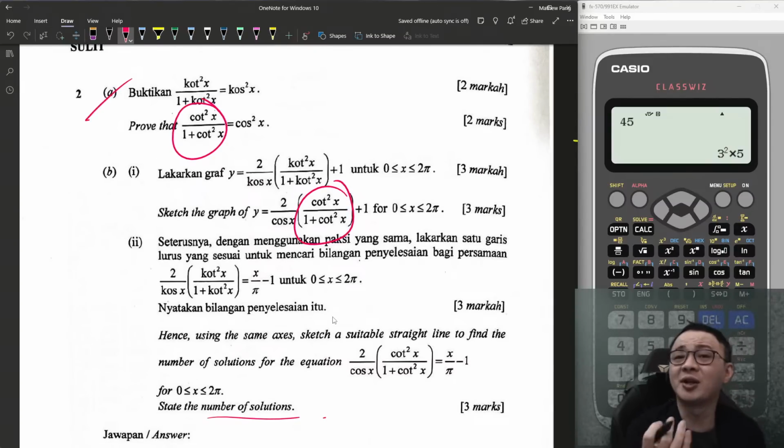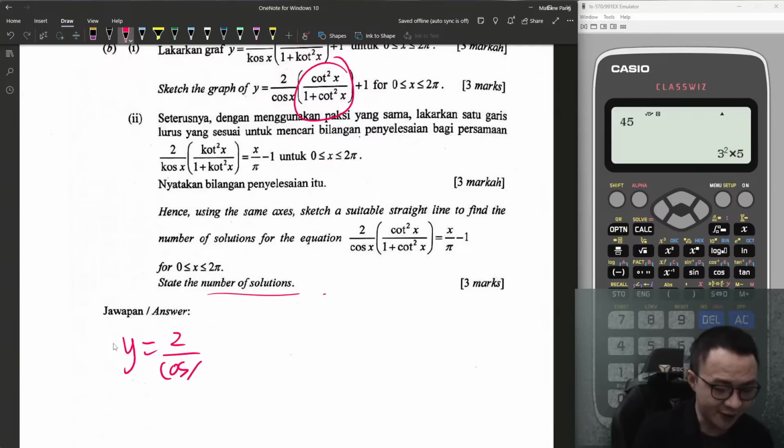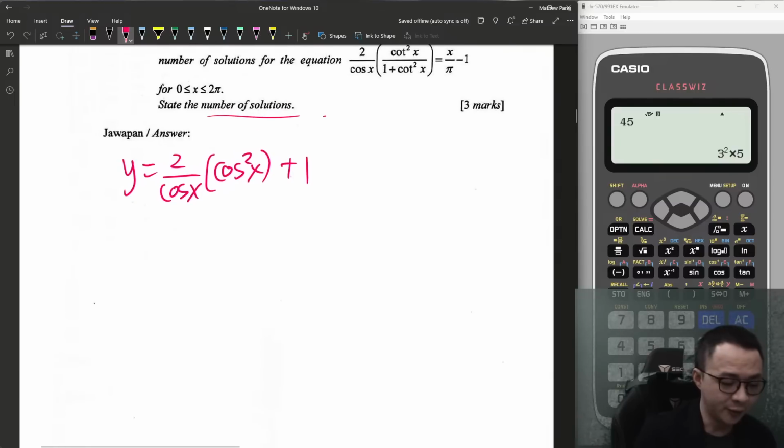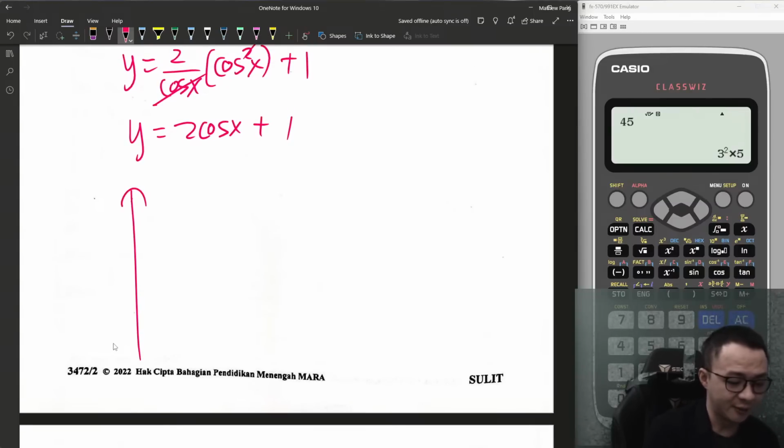So I'm going to sub the cos square x into it. Okay, so y equals 2 over cos x. Here I will sub in cos square x plus 1, from 0 to 2 pi. Okay, cool. So cos x and cos x are simplified. This is y equals 2 cos x plus 1. This is a simple cos graph. Quite easy to sketch, isn't it?